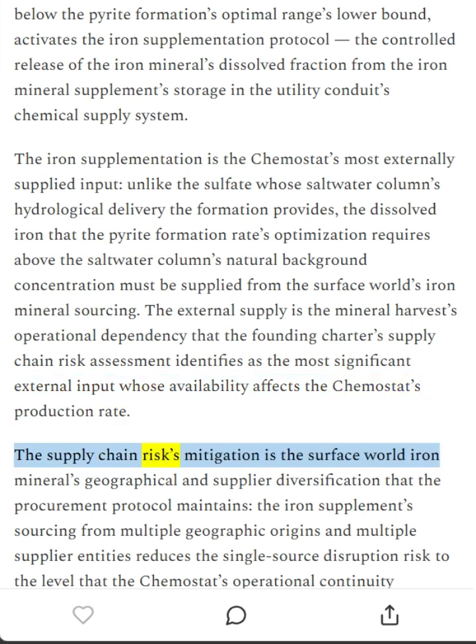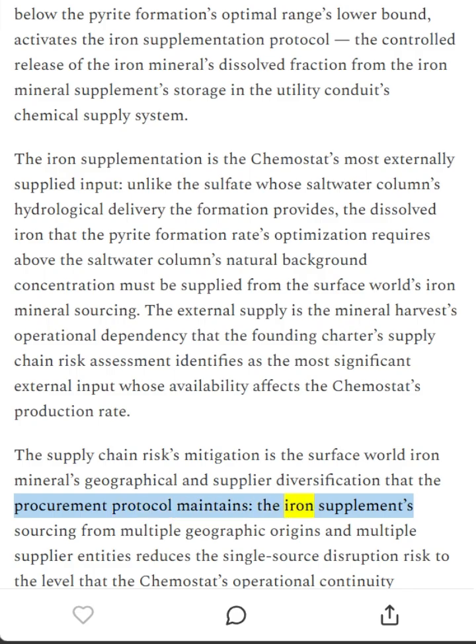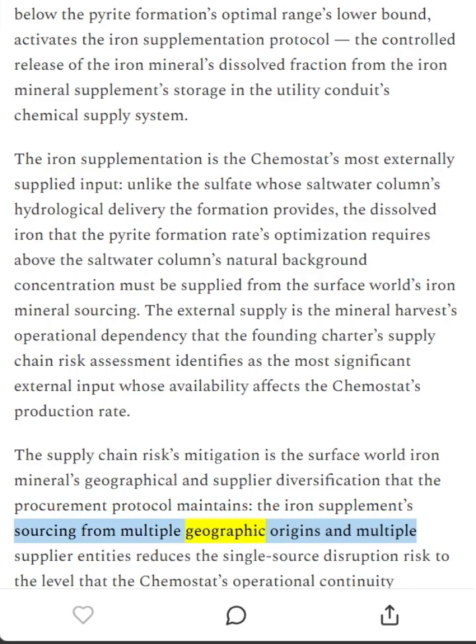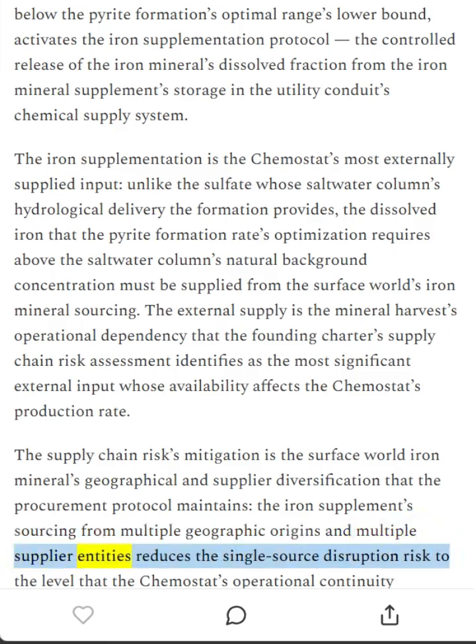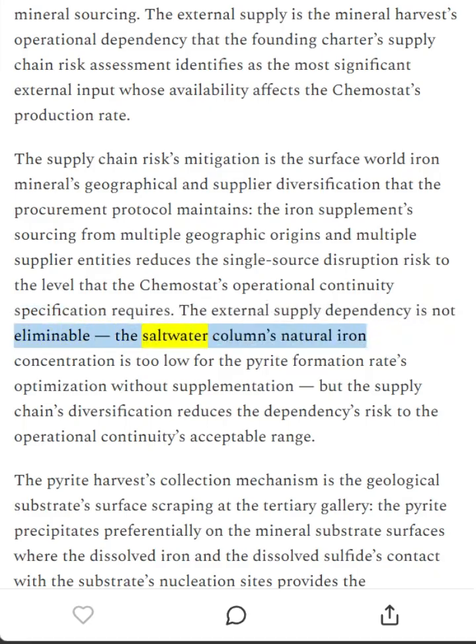The supply chain risk mitigation is the geographical and supplier diversification of surface world iron minerals that the procurement protocol maintains. Sourcing the iron supplements from multiple geographic origins and multiple supplier entities reduces the single-source disruption risk to the level that the chemostat's operational continuity specification requires. The external supply dependency is not eliminable. The saltwater column's natural iron concentration is too low for the pyrite formation rate's optimization without supplementation, but the supply chain's diversification reduces the dependency's risk to the operational continuity's acceptable range.